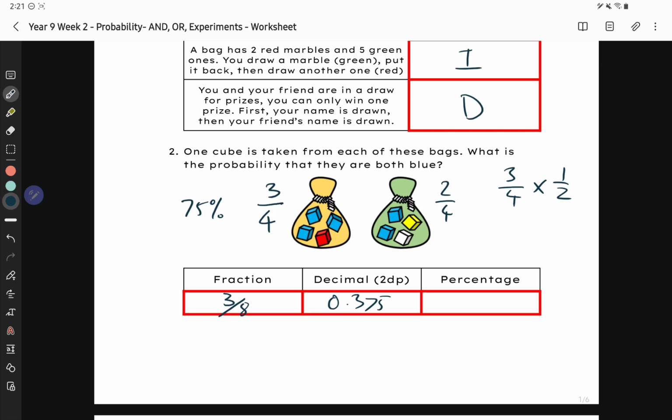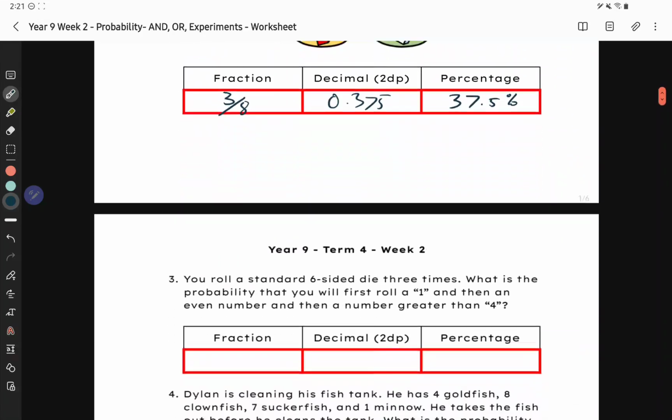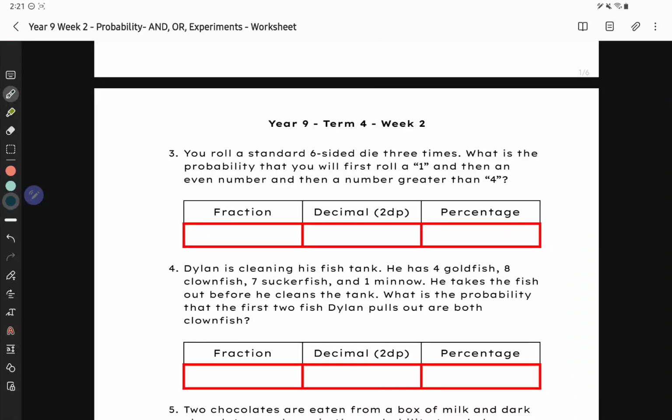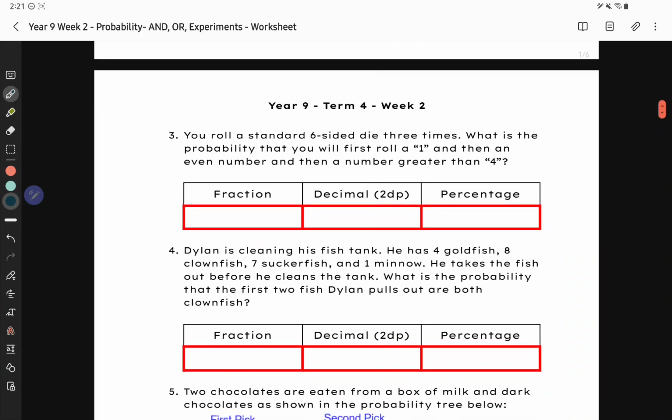0.375. Right, 3 divided by 8, I get that on my calculator. Percentage, I times that by 100, which means I get 37.5%. Done. Next. You roll a standard 6-sided die 3 times. What is the probability that you will first roll a 1 and then an even number and then a number greater than 4? There's 3 things happening here.